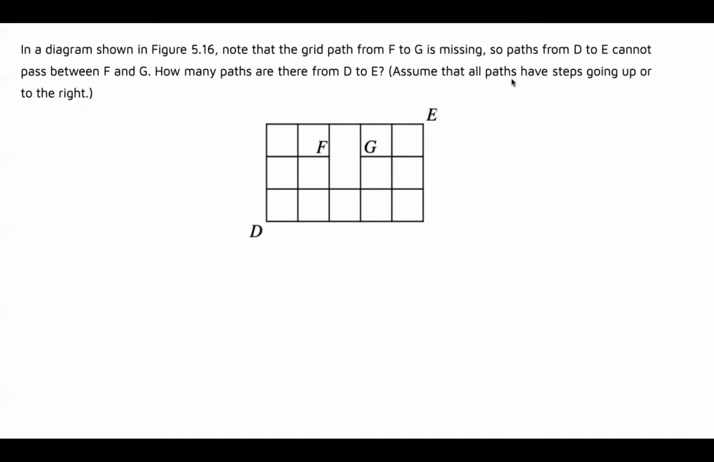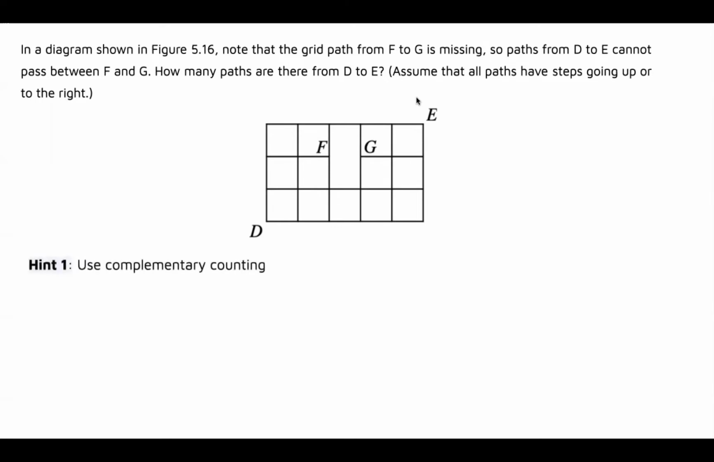Assume that all paths have steps going up or to the right. So what I'm going to do first is, they gave you 3 hints, so you should have looked at these hints. If you didn't know how to do it, the best way is to look at the hints and try to think about it. So I'm going to tell you how you would want to think with these hints, so in future hints, you know how to think for these types of problems.